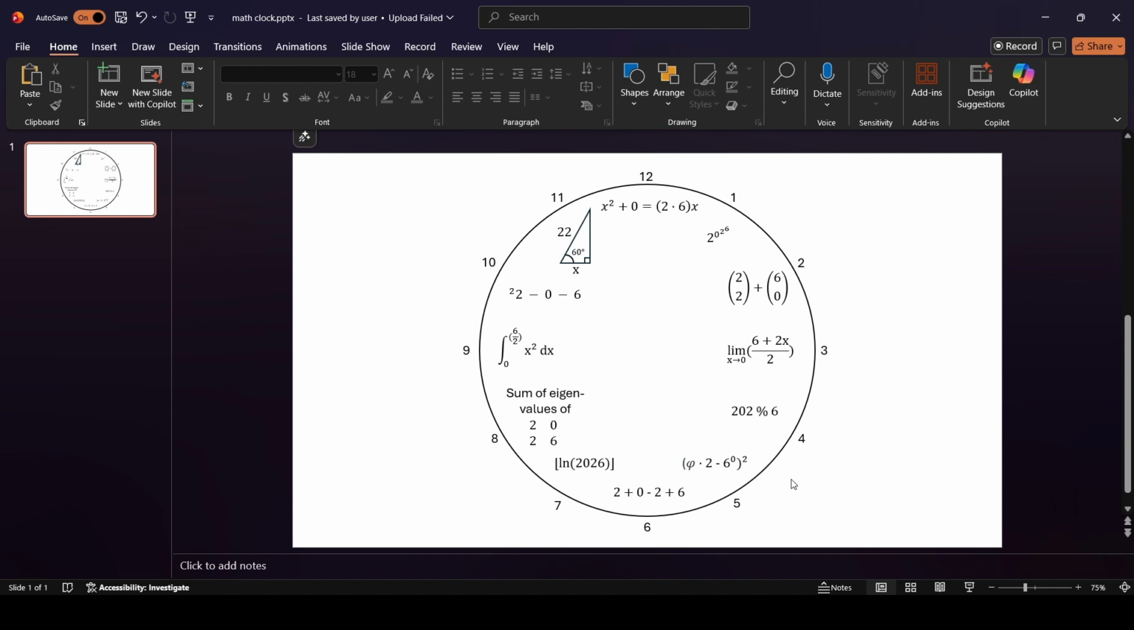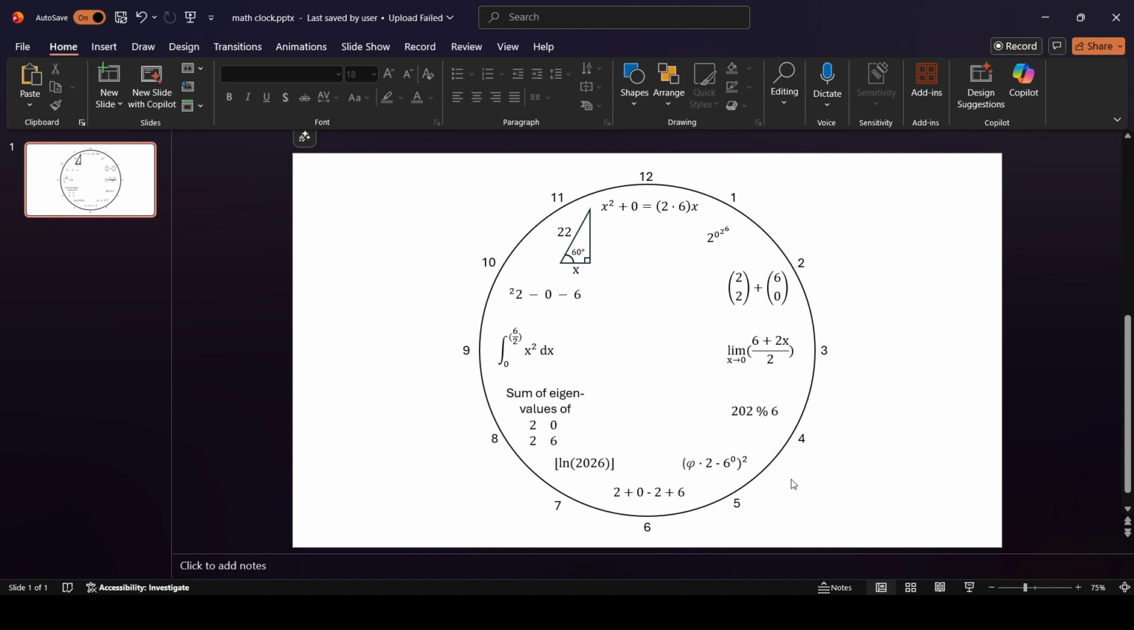For 8, the sum of the eigenvalues of this 2x2 matrix 2026. There are a couple of ways to calculate the eigenvalues. The eigenvalues are basically just any value such that you can multiply this matrix by a vector, which is your eigenvector, and have it be equal to your eigenvalue multiplied by the same vector.